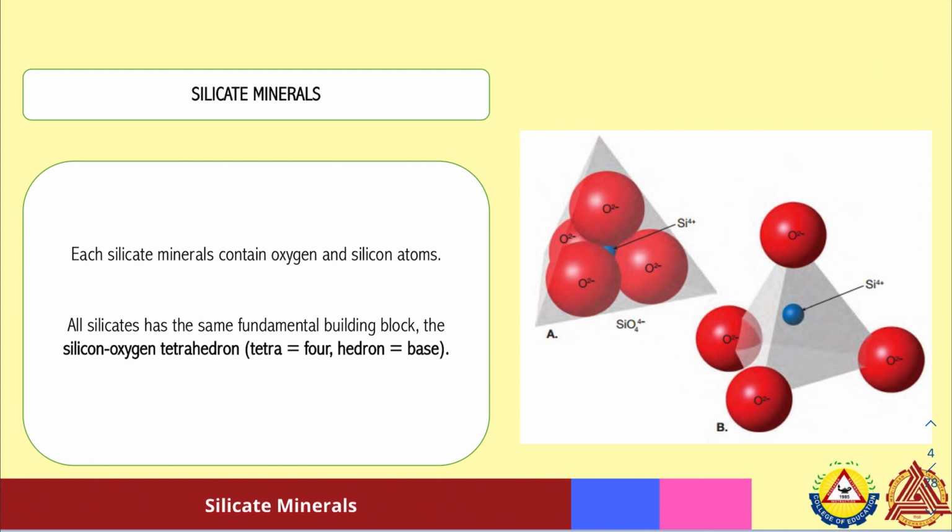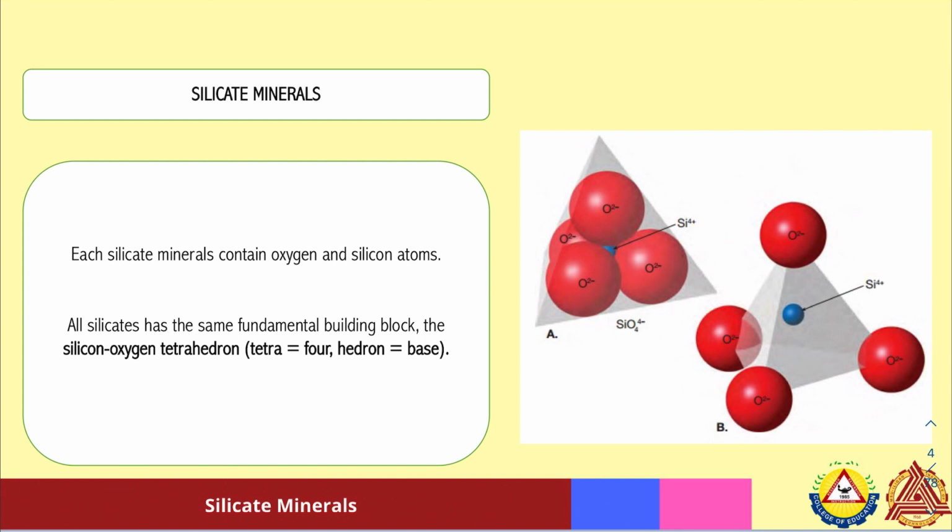Silicate minerals, as we knew earlier, contain oxygen and silicon atoms. Now, all silicates have the same fundamental block. The fundamental block of silicate, as you are seeing there, is your SiO4. So, that is the silicon-oxygen tetrahedron.